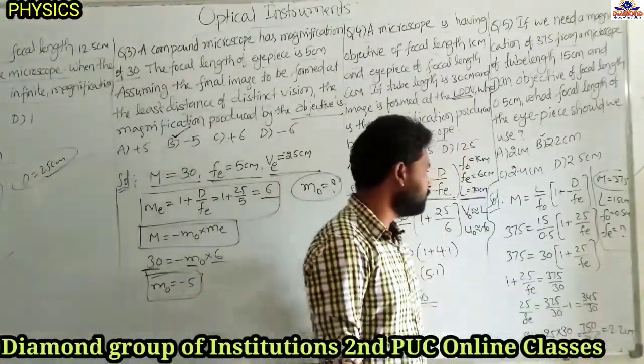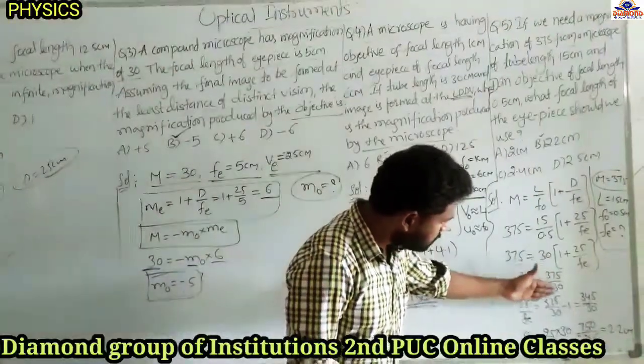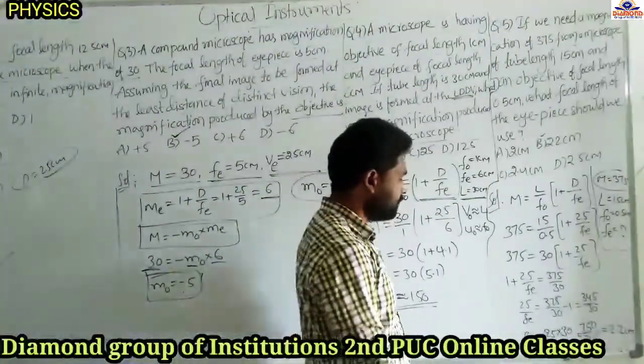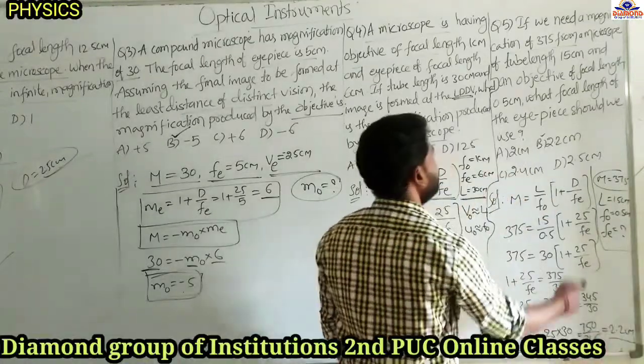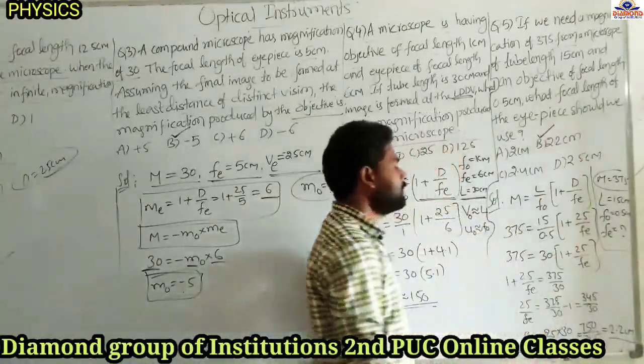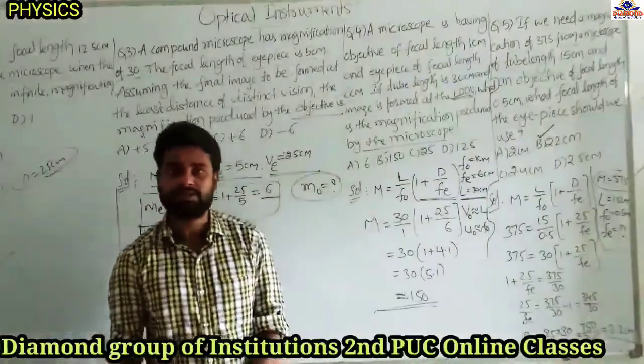We have to find that one. Do the simplification step by step. After the simplification we will get the focal length of the eyepiece as 2.2 centimeters. 2.2 centimeters is the right answer. Concentrate on the simplification. Okay.